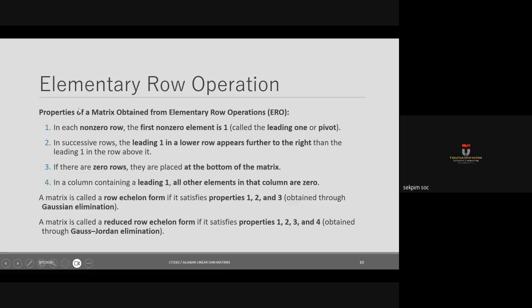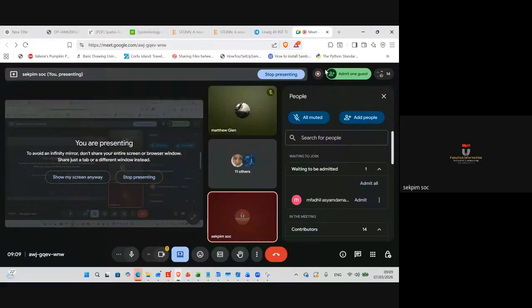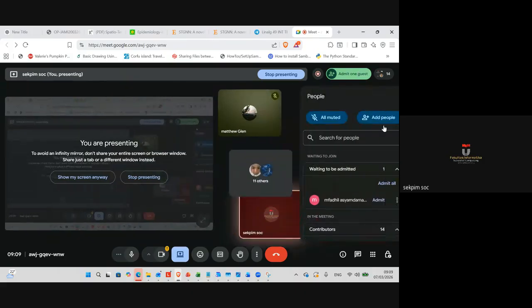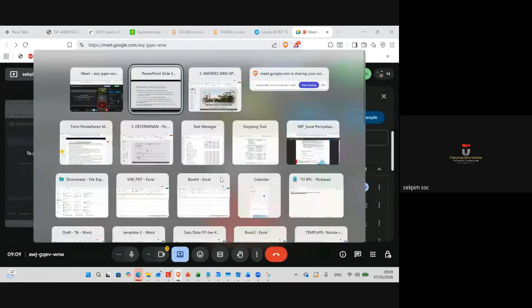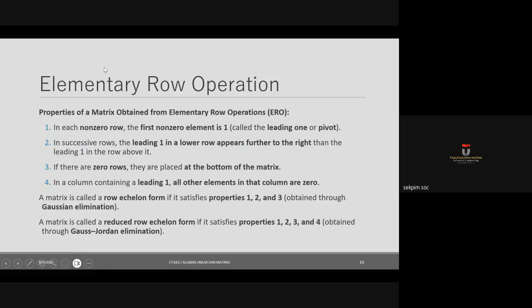So these are the properties of a matrix obtained from elementary row operations. The first one: in each non-zero row, the first non-zero element is 1, and it's called the pivot, right? In successive rows, the leading 1 in a lower row appears farther to the right than the leading 1 in the row above.